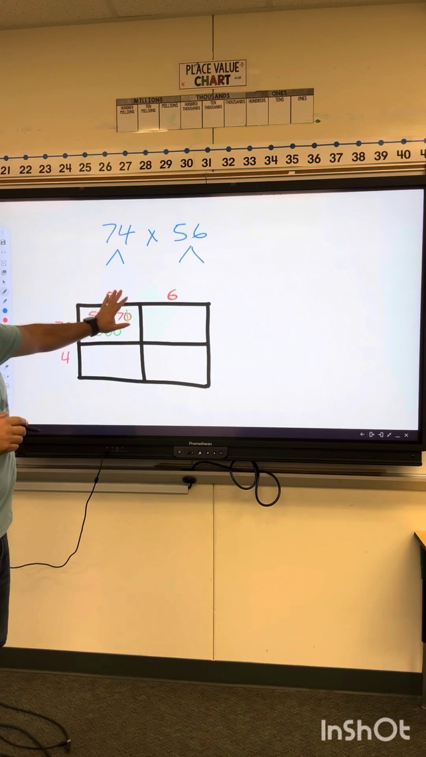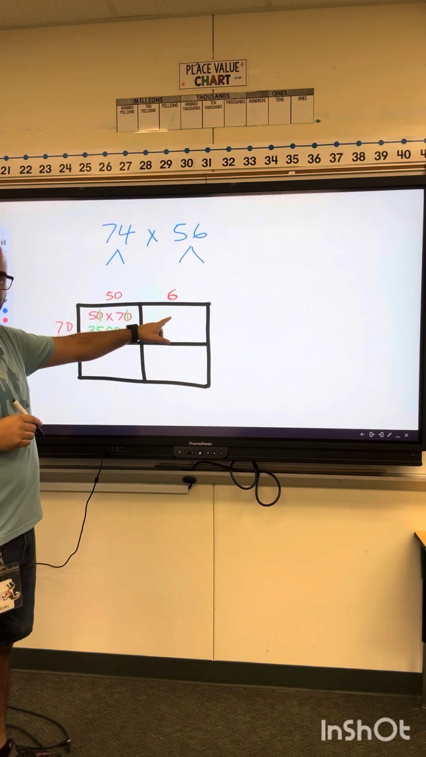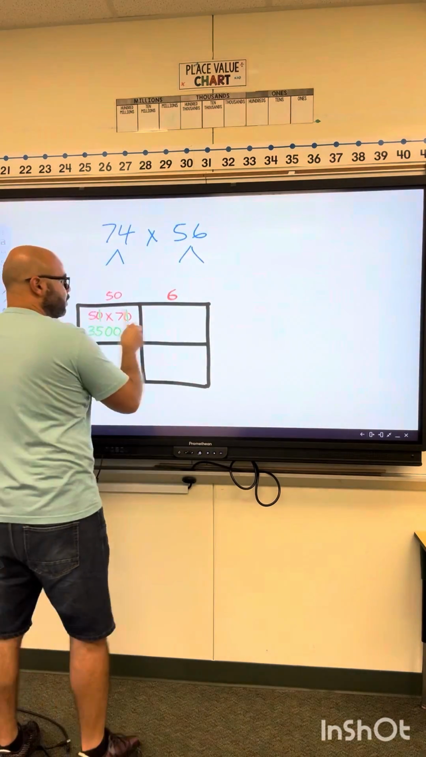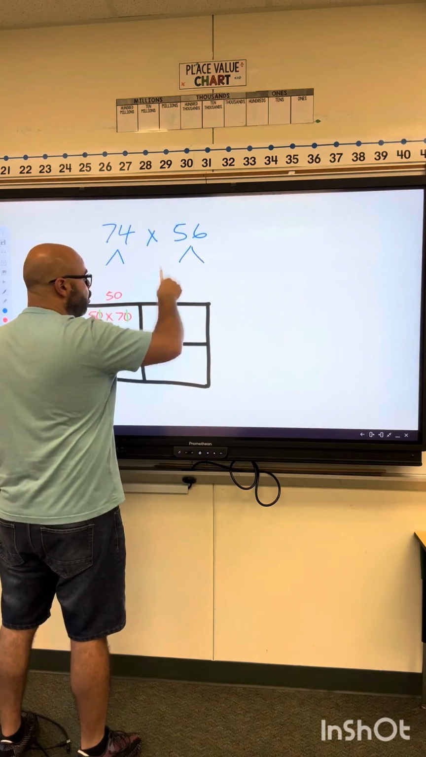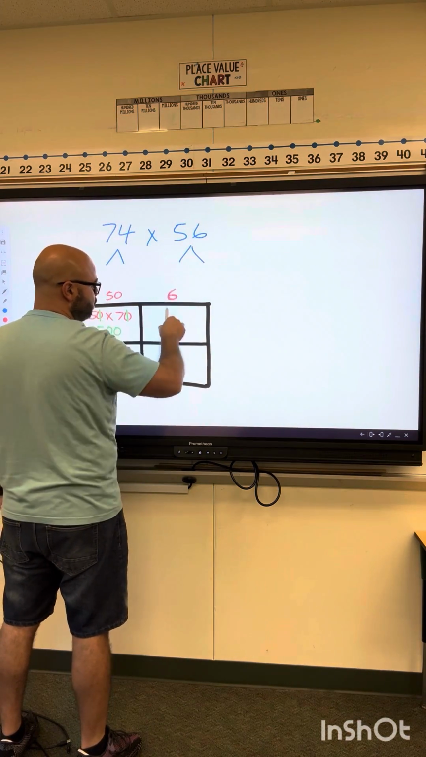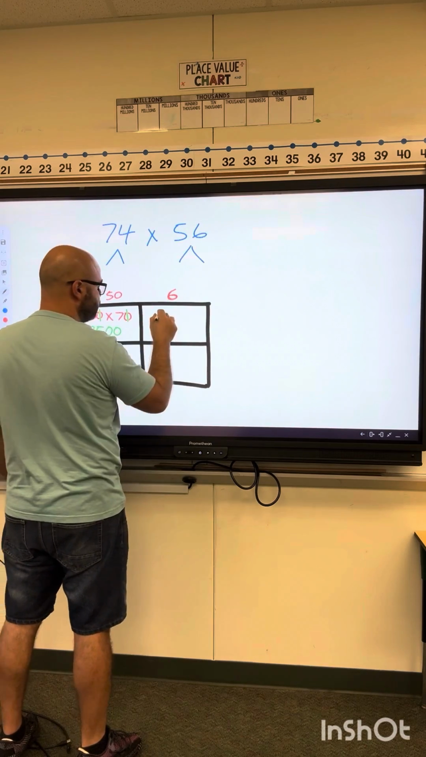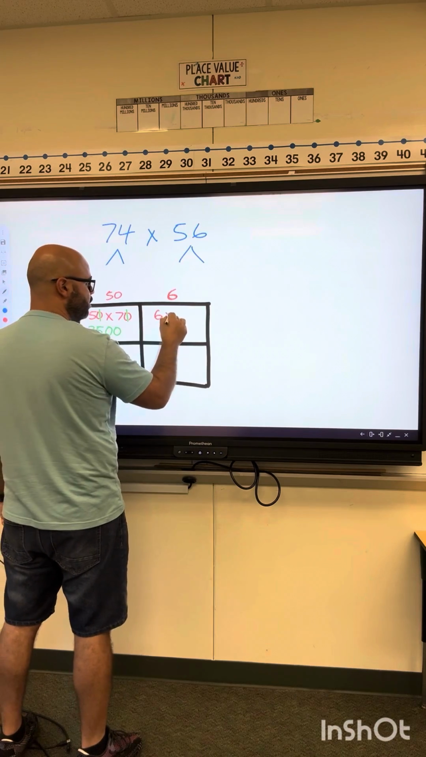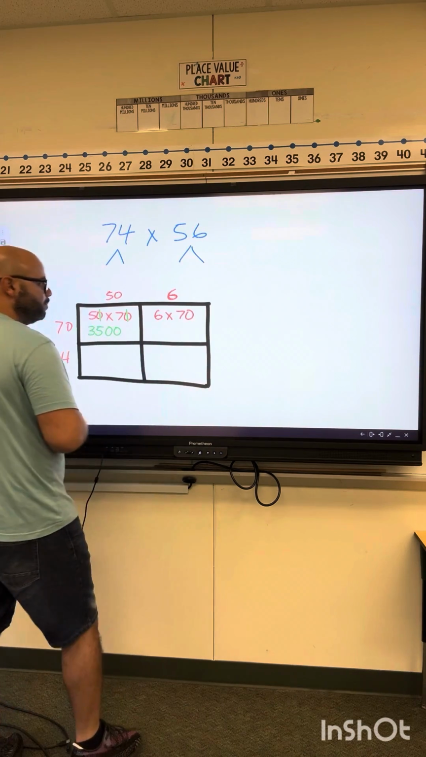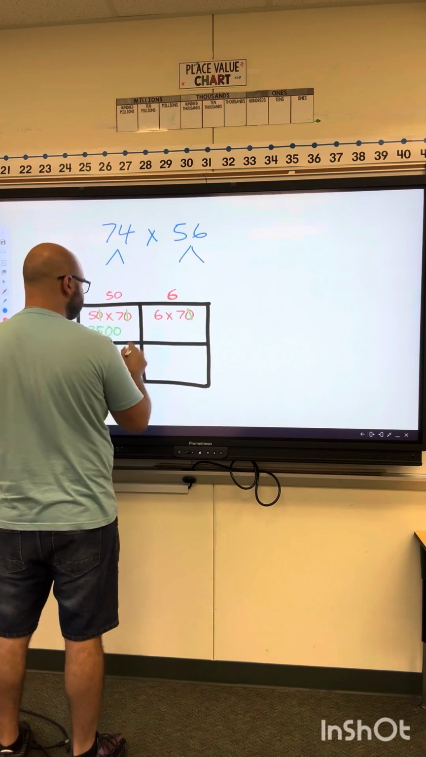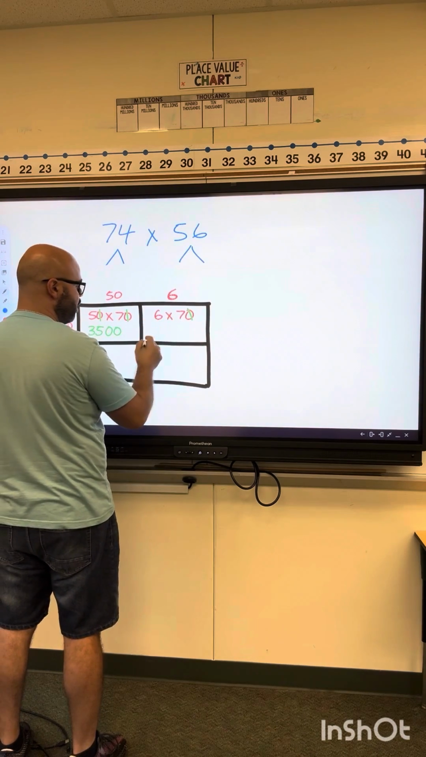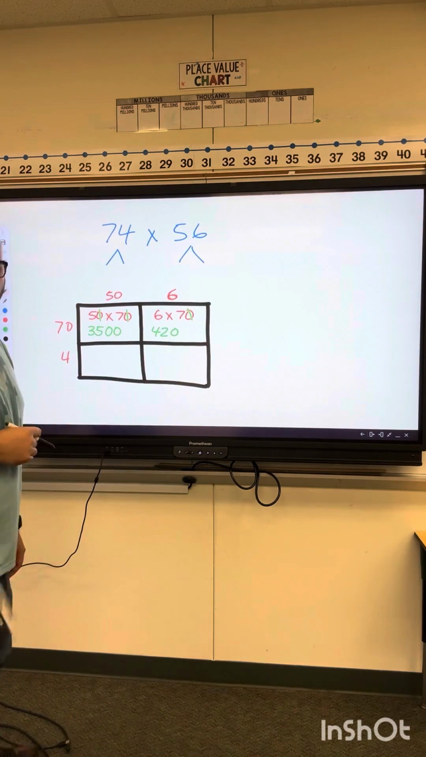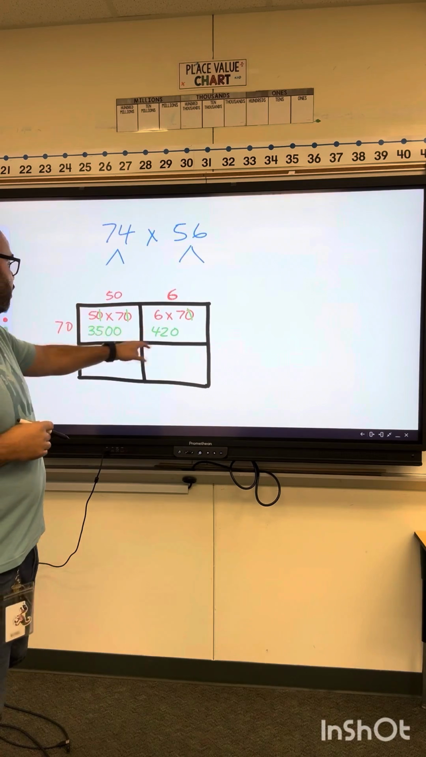We just solved this one box. Now let's go to the second box. You could go either way, it doesn't really matter. But using your pencil strategy, right? I have my pencil in my box. Go up and down. What number am I touching? The 6. Side to side. What number am I touching? The 70. So 6 times 70. Again, remove the 0. You multiply 6 times 7. This is 42. Add the 0 again. We have 420. Okay? So that's 420, 3,500.